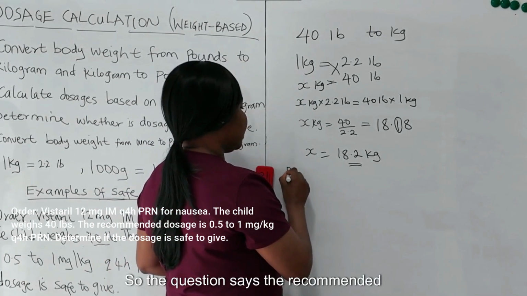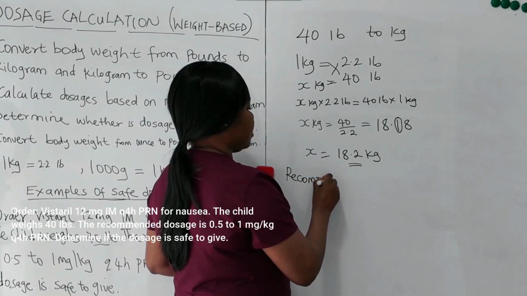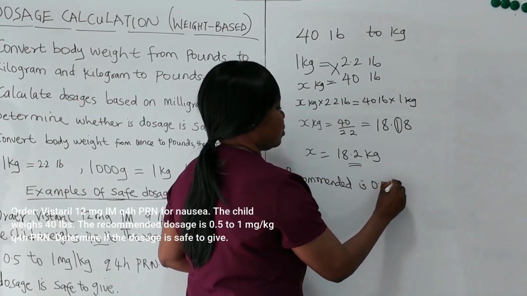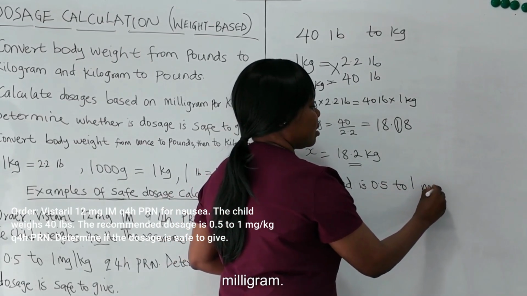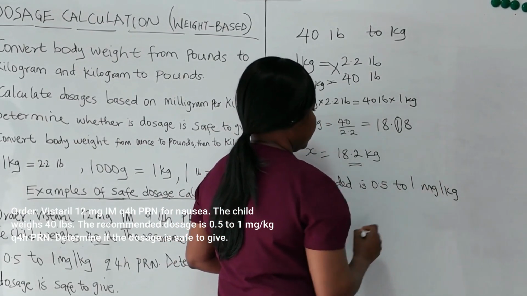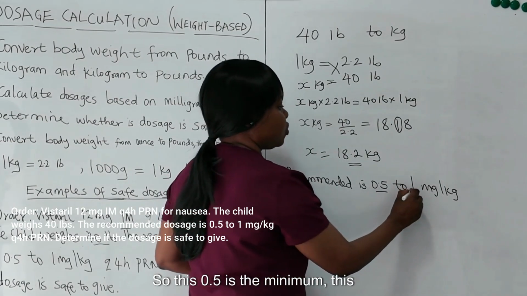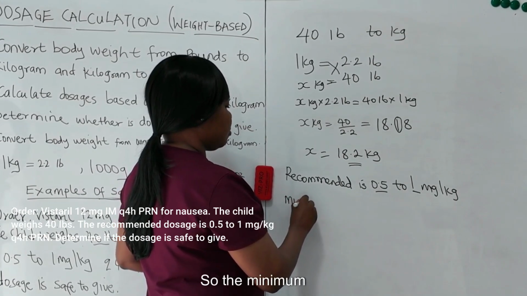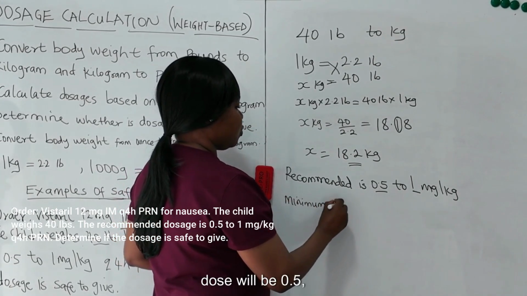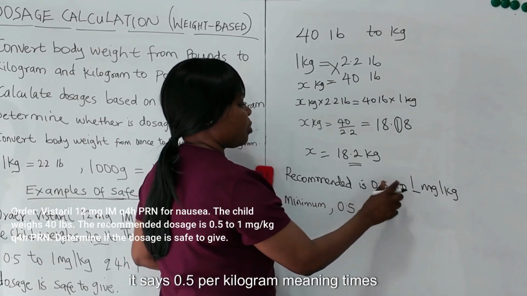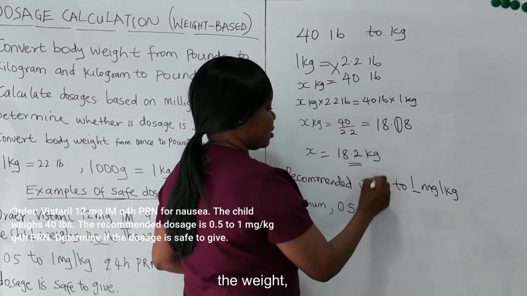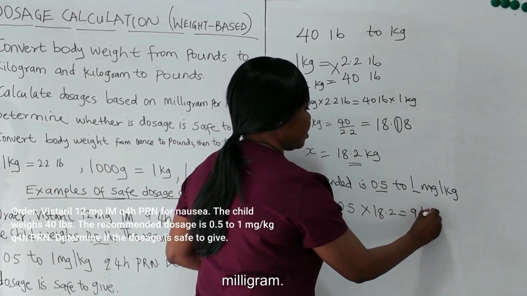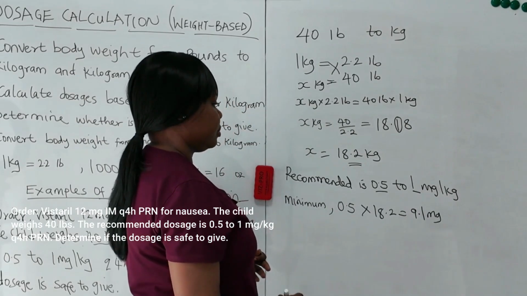So the question says the recommended is 0.5 to 1 milligram per kg. This 0.5 is the minimum, this 1 is the maximum. So first we determine the minimum dose. The minimum dose will be 0.5. It says 0.5 per kilogram, meaning times the weight, 18.2. This will give us 9.1 milligram.